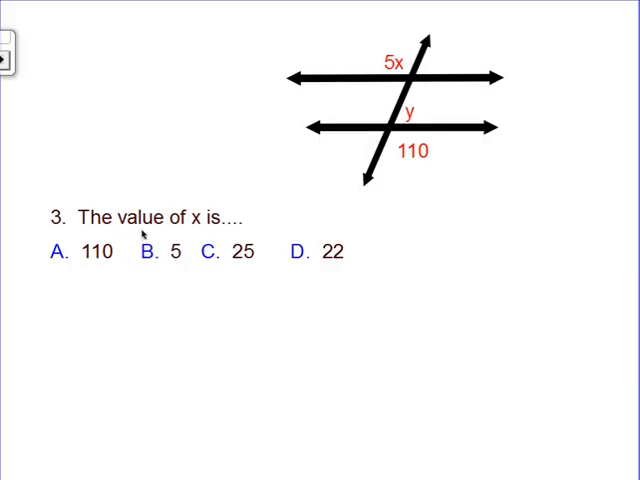Alright, we want to know the value of x. So what I want you guys to do is try this problem and see if you can answer the question. Okay, so by alternate exterior angles, we can say that 5x is equal to 110. So that's the equation that we can write. And then if you divide both sides by 5, you would get that x is equal to 22. So D would be your answer there.